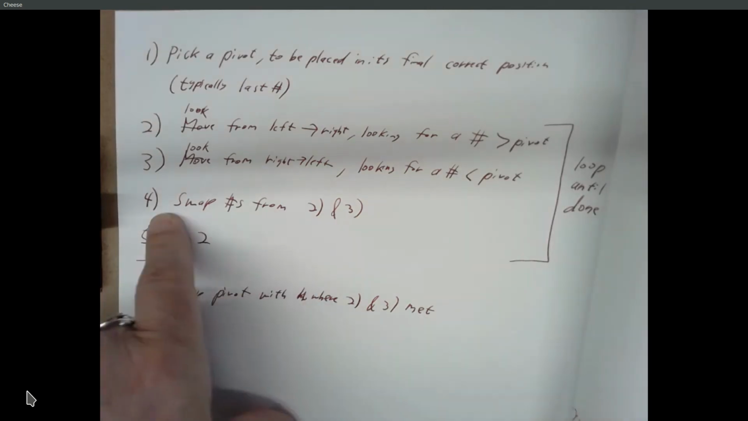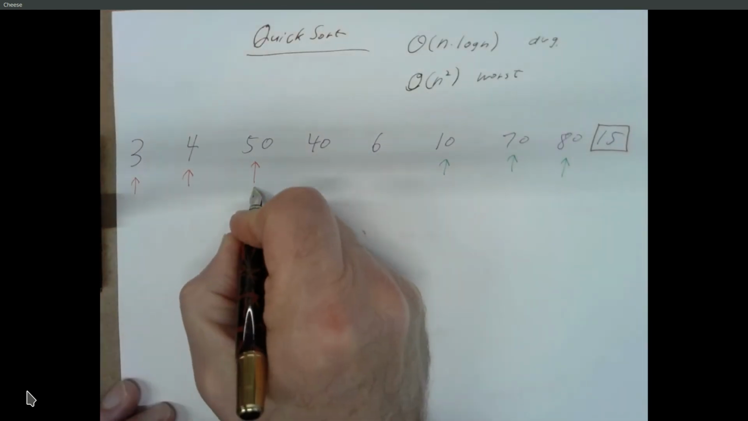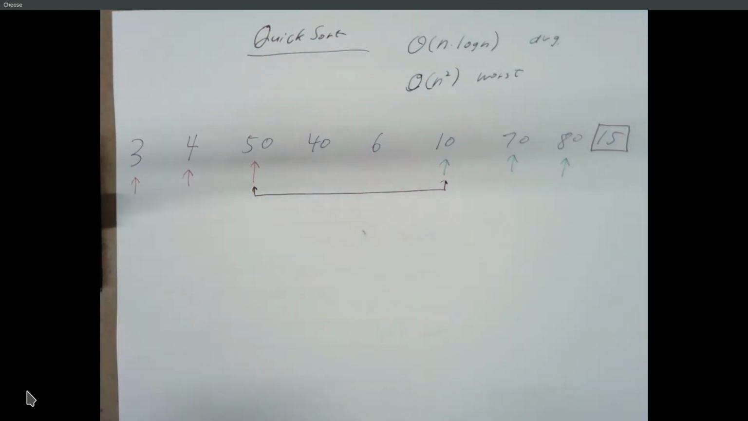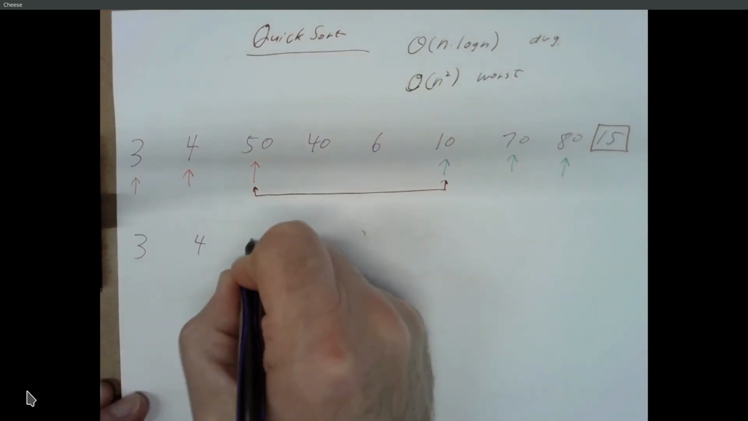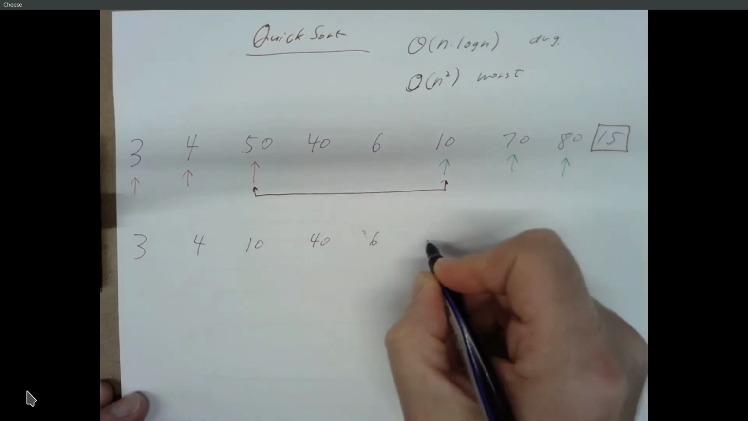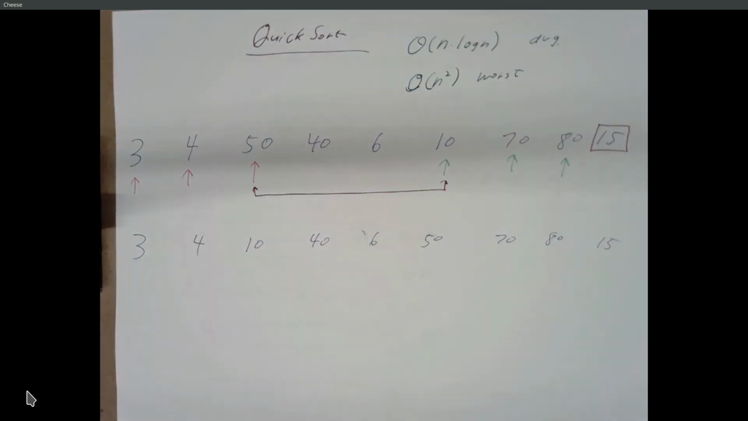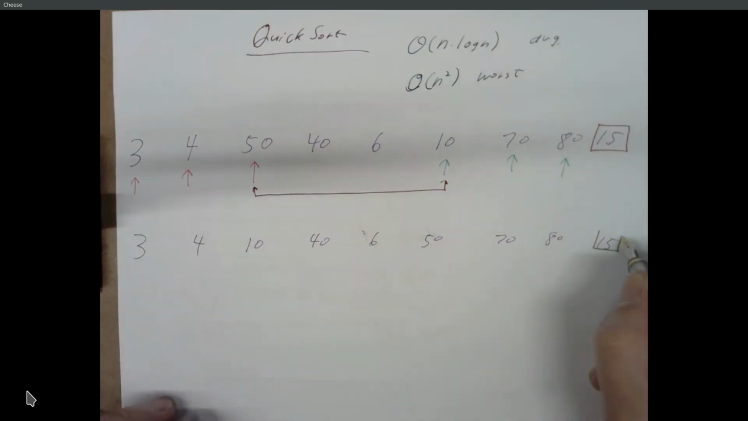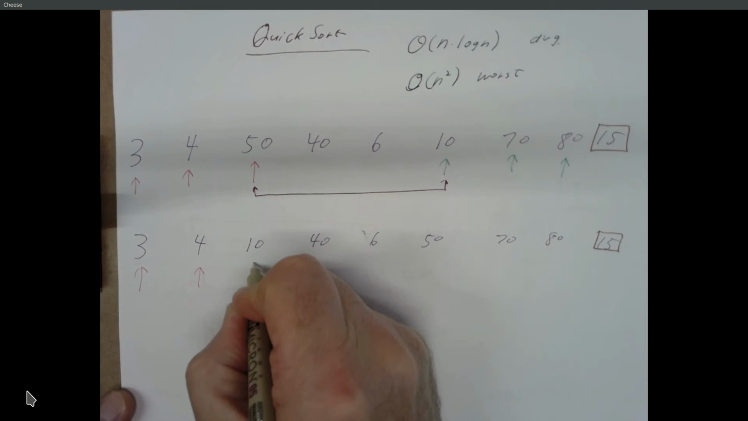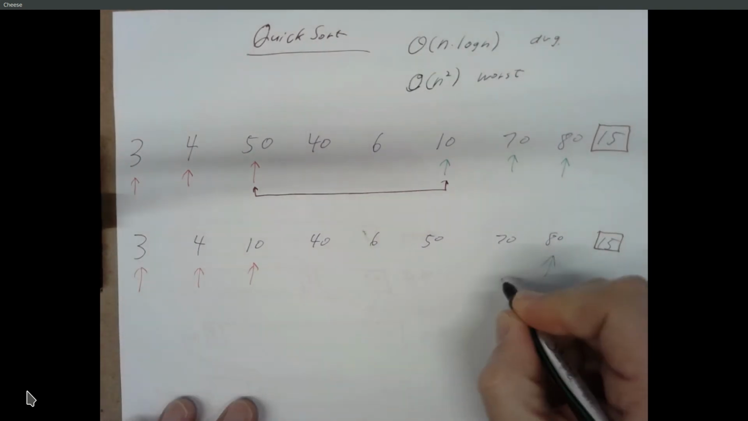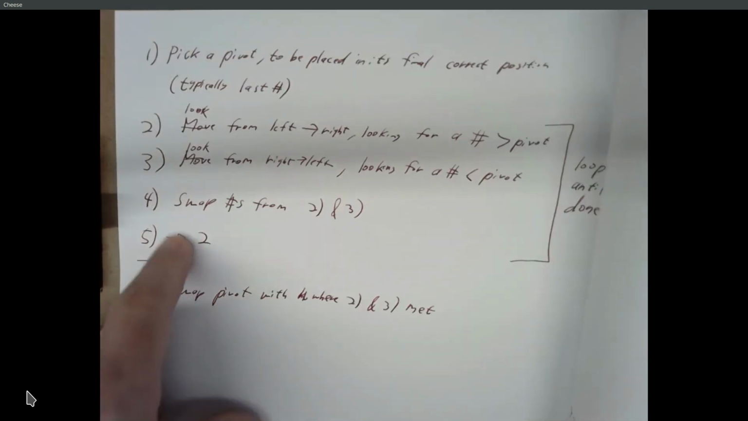Okay, step 4, we swap the numbers that we stopped at in these 2 steps. So we're going to take the 50 and the 10, and we're going to exchange them. So now our list looks like this: 3, 4, 10, 40, 6, 50, 70, 80, 15. So this is our pivot still, and we were sitting right here from the left, and we were sitting right here from the right. So these are temporary index pointers or something. All right, and we go back to step 2.